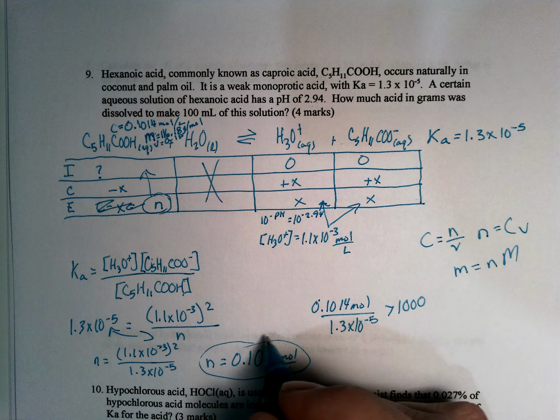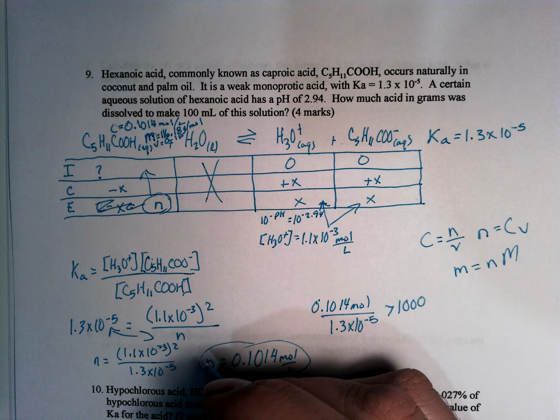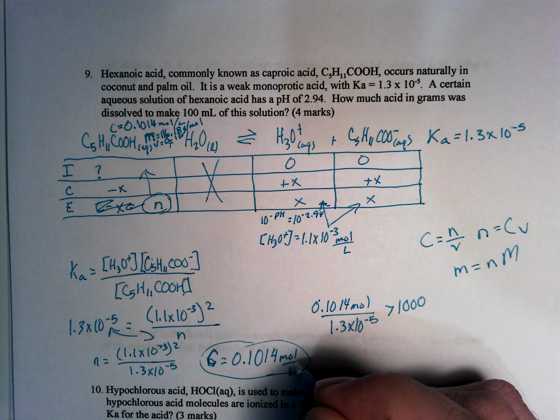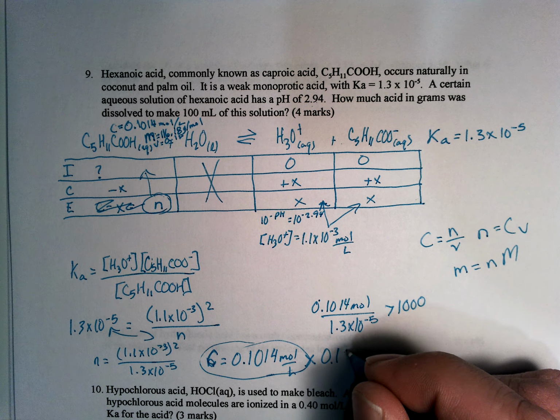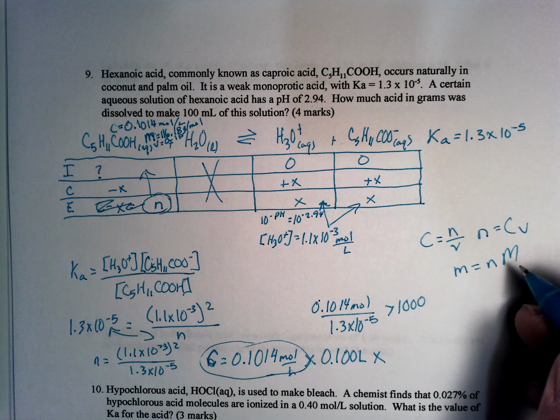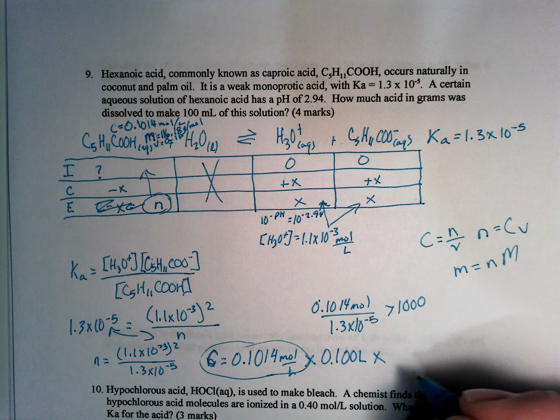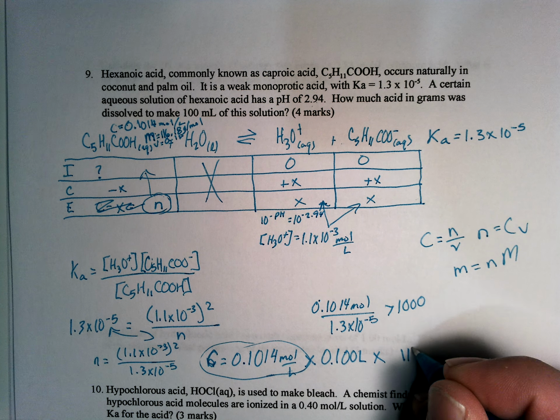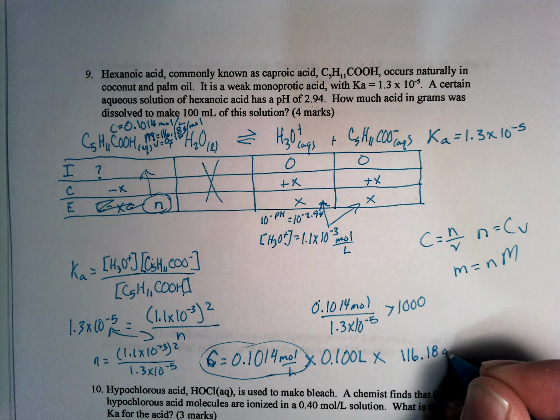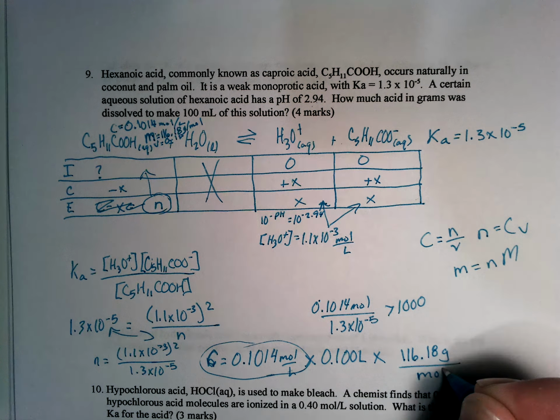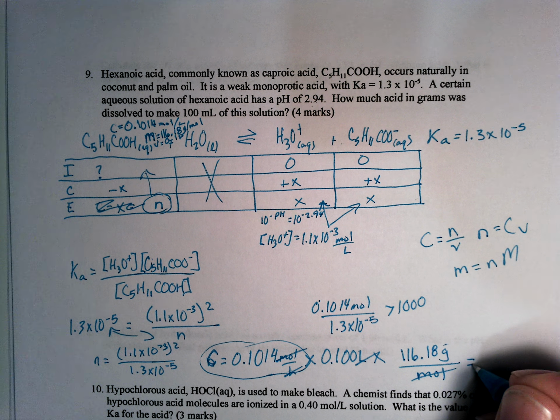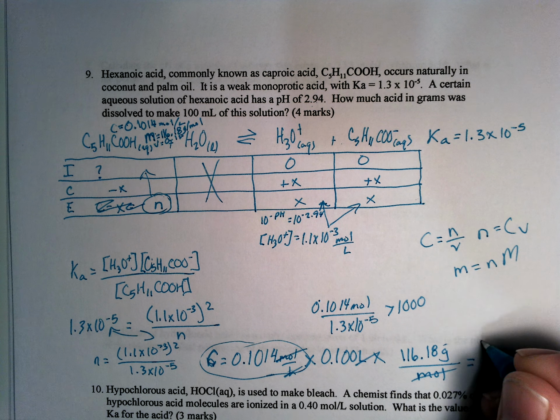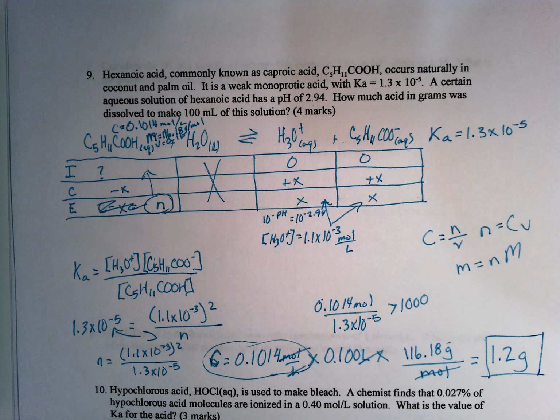I'm going to do it in one. We're just going to take this number. I shouldn't write this as N, this is my concentration. I'm going to multiply that by my volume, 0.100 liters, and then by my molar mass, 116.18 grams per mole. My moles cancel, my liters cancel, and I'm left with grams. I got 1.2 grams, and that is my final answer. That's how many grams I'd need to make that solution.